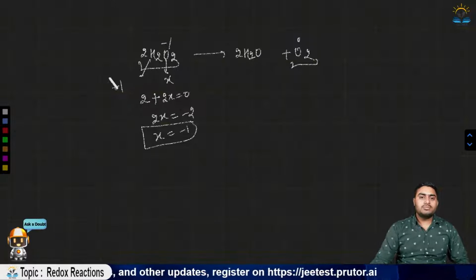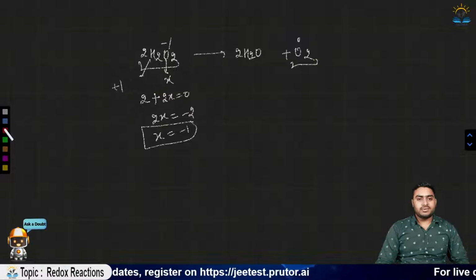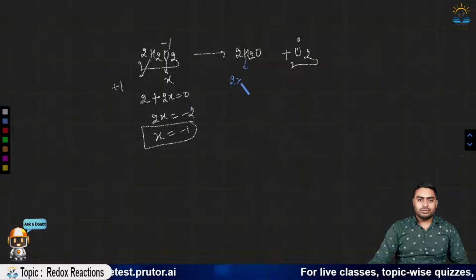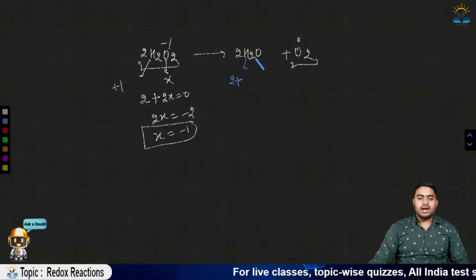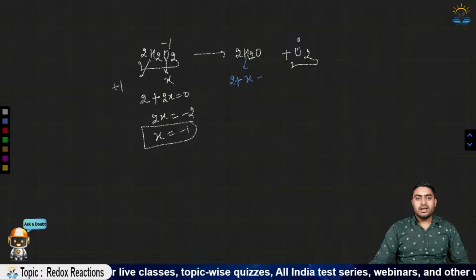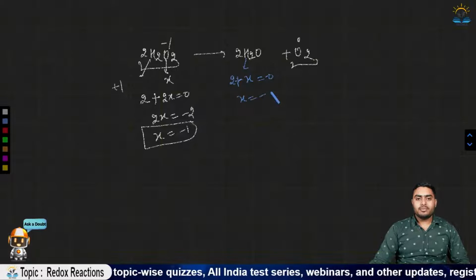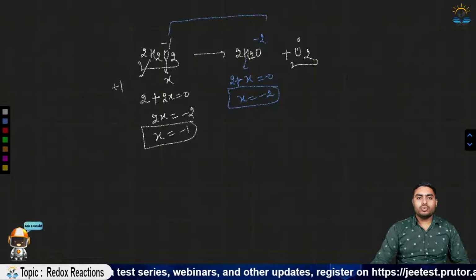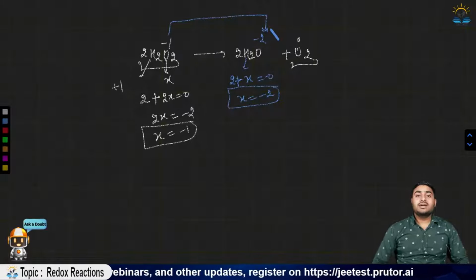So the oxidation number of oxygen is minus 1 here, and here again you can calculate, 2, not 2x, it's only 2 for hydrogen, and for oxygen it is x, but there is only one oxygen atom here. It is neutral, so it will be 0, so x will be minus 2. So what you can observe here, minus 1 to minus 2, oxidation number is decreasing.